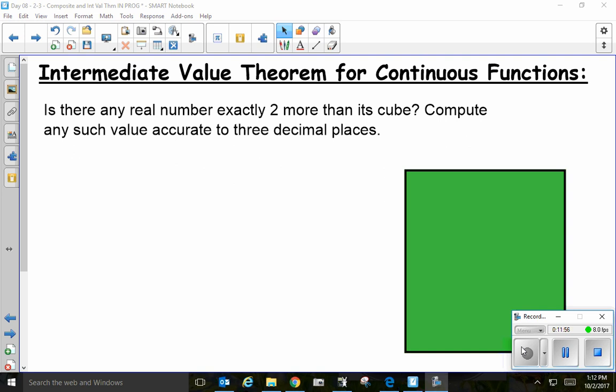Okay, so why don't you guys figure out this next one on your own? Is there any real number exactly 2 more than its cube? Compute any such value accurate to 3 decimal places. Okay, I'll give you a couple of minutes.